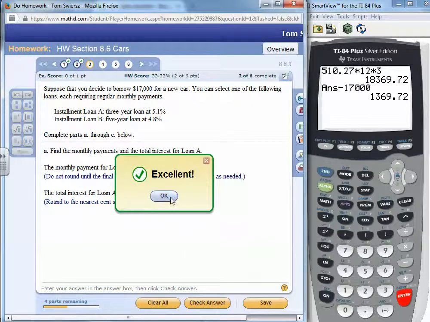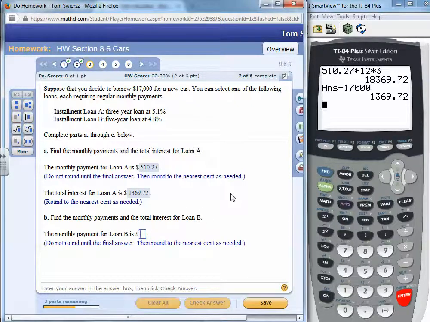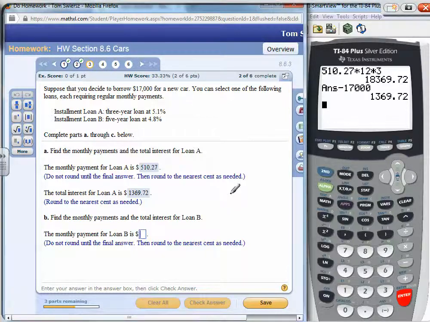Again, we took the 510.27 times 12 times 3, 12 times a year for 3 years. We got the total there, and then we subtracted the amount we borrowed: 18,369.72 minus the 17,000 there.